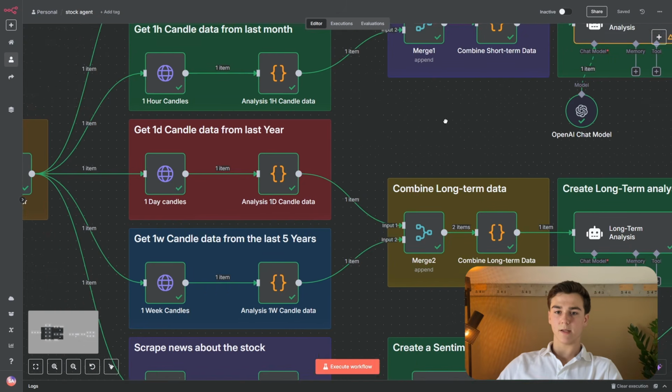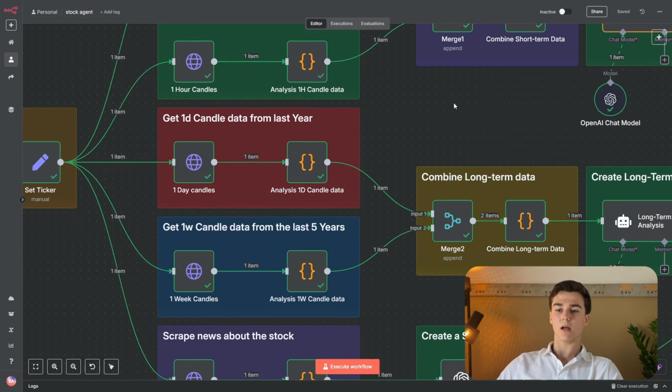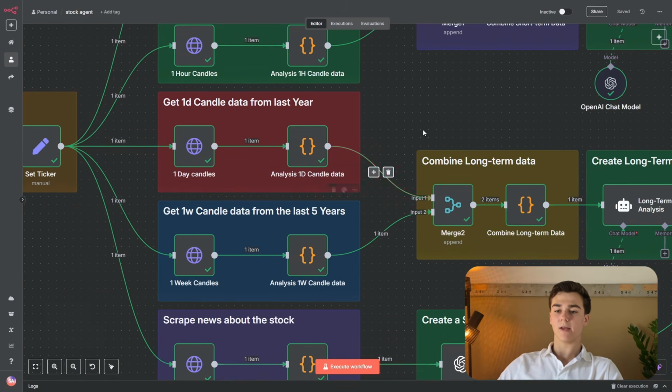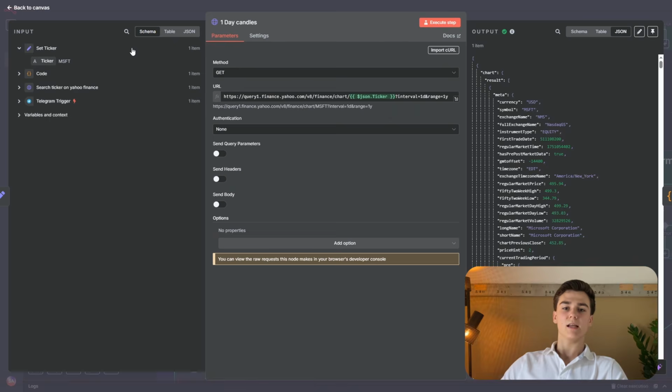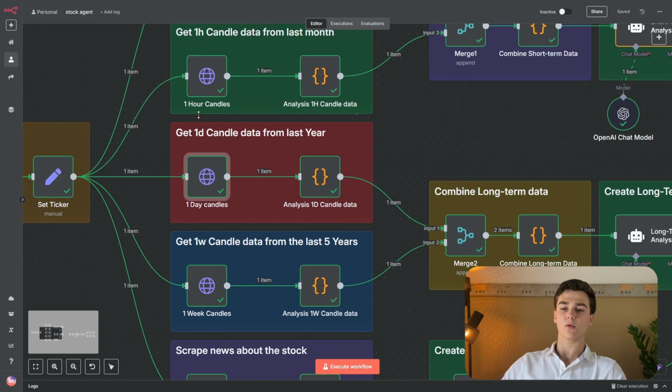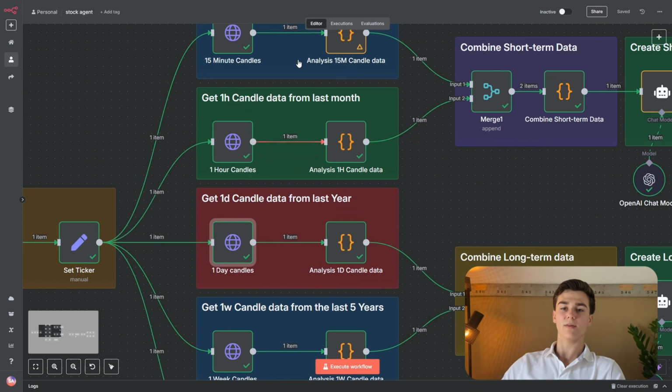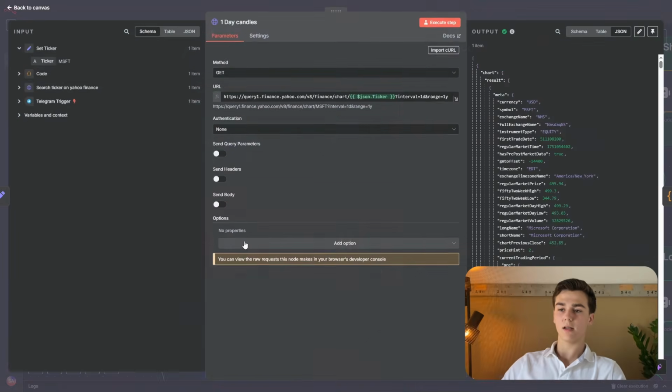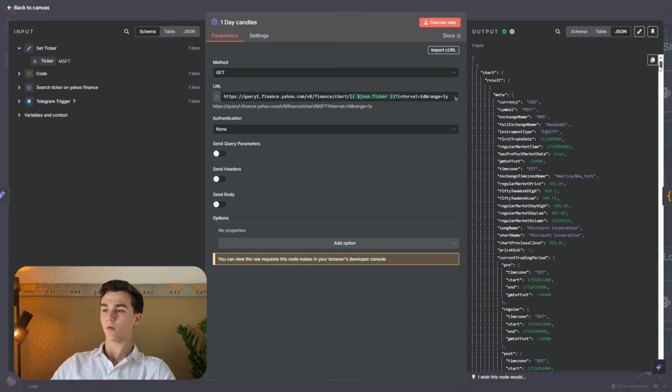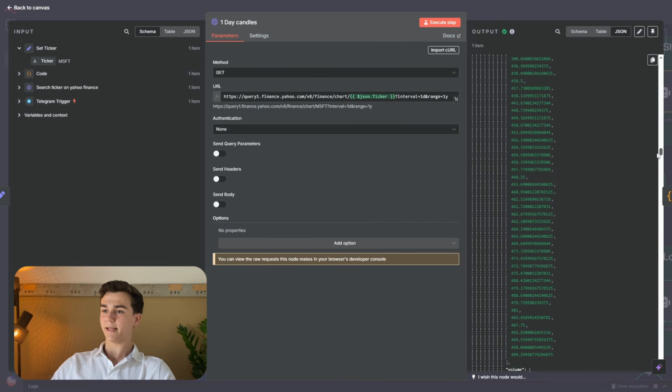So here we have the get 1 day candle data from the last year and the get 1 week candle data from the last 5 years. And we will first do this one. So you have the HTTP node for the 1 day candle data. This is also almost exactly the same as for the 1 hour candlestick data and the 15-minute candlestick data, because the only thing that you have to change is the interval. This will be on 1 day, and then the range will be on 1 year. And then we will receive all this data with the candlestick data.